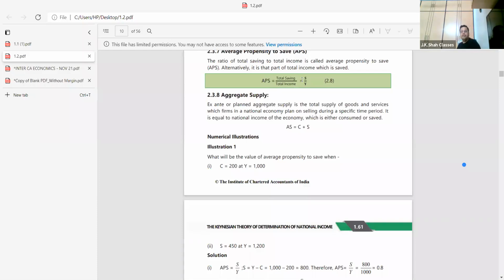What is the formula? They want you to solve APS. Now the APS is S upon Y. So first case it is what? 800 upon 1000. Answer is 0.8.